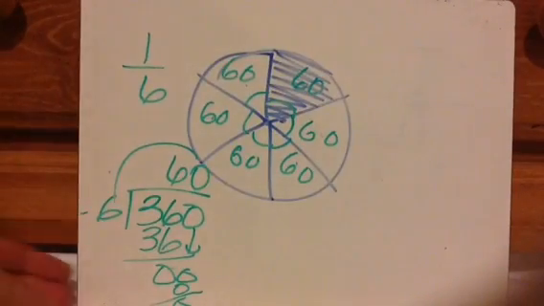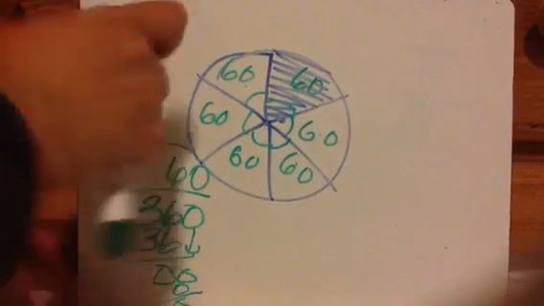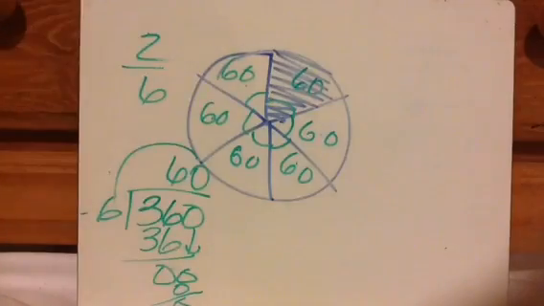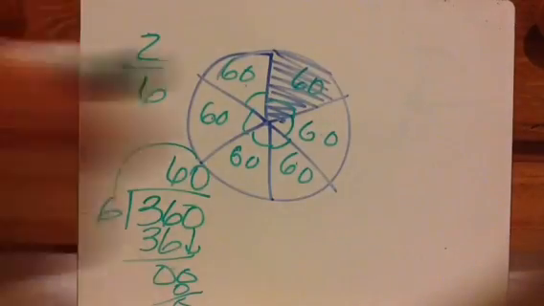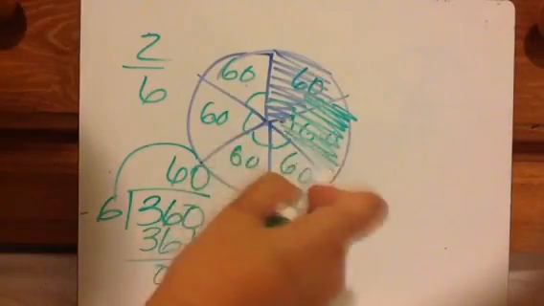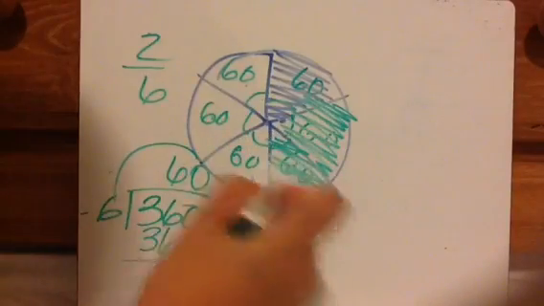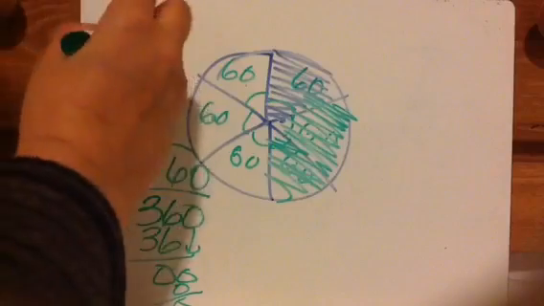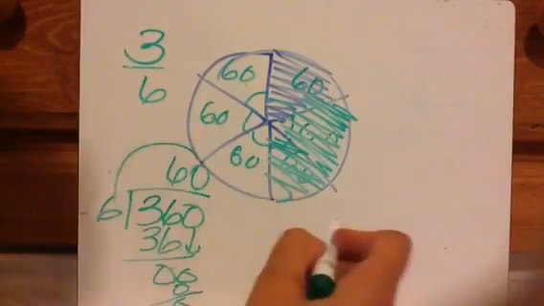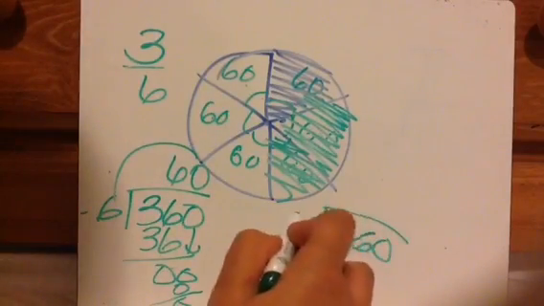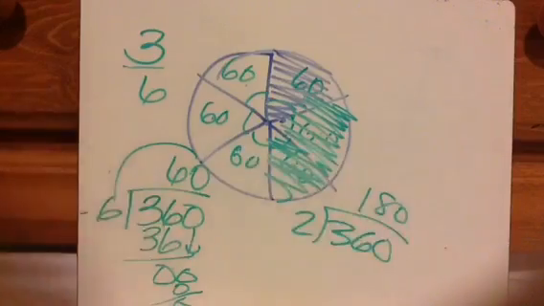So suppose I was asked, what's the value of 2/6 of a circle? Well, if 1/6 is 60, 2/6 is 120, which is also 1/3 of a circle, because that's what I originally had. If someone said, what is 3/6 of a circle? Well, we know that's also half. Half of 360, as we talked about, is 180. So it all kind of connects and works together.